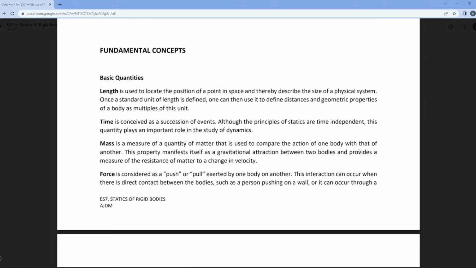Some fundamental concepts and basic quantities that we will encounter ay length, time, mass, and force. I think we are all familiar with these terms, right? So, as CE students, we will encounter force a lot, lalo na sa inyong mga future subjects. So, force is considered as a push or pull exerted by one body on another. Okay, so, ayan.